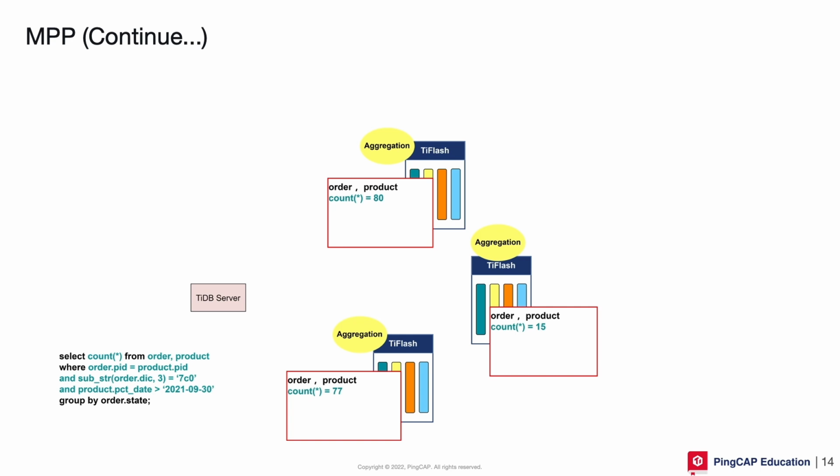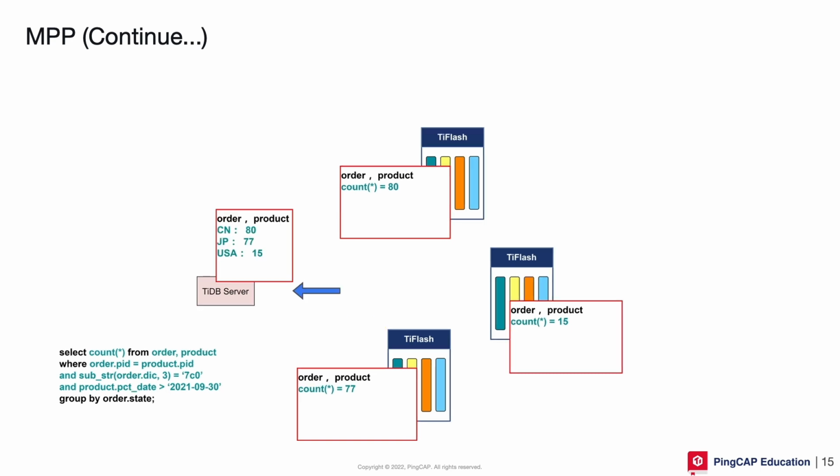Next, the data is aggregated on each TiFlash node. Finally, the aggregated results are returned to the TiDB server. The TiDB server summarizes them. Then the count value is returned to the user and SQL processing is complete.